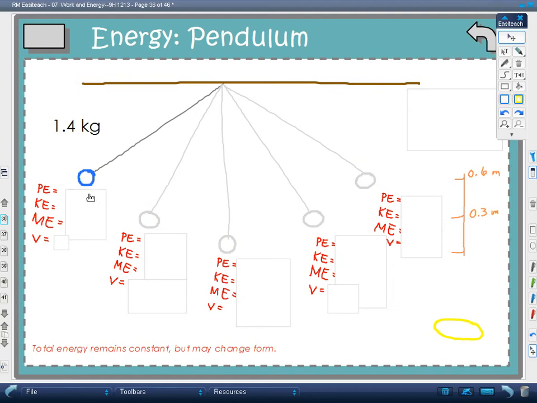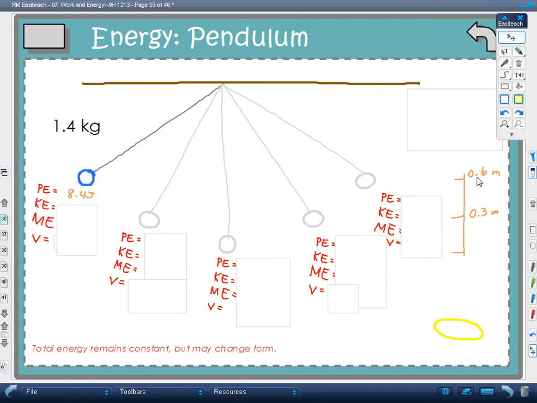So the potential energy is the easiest part. I recommend doing that first. You can get the potential energy for each position using potential energy equals mgh. That equation's on the board or in your notes. M is the mass, 1.4 kilograms. G is 10, and h is the height.